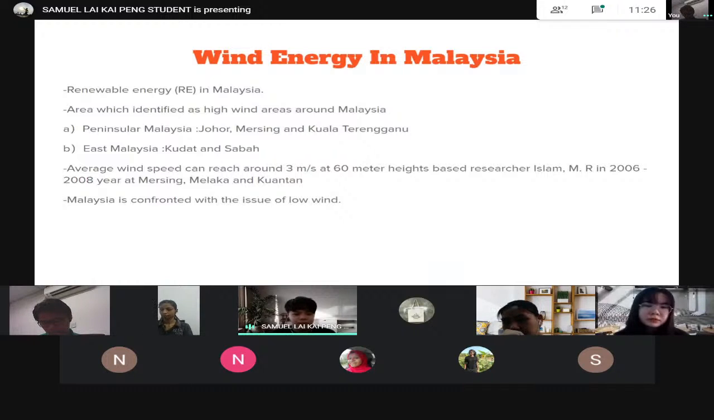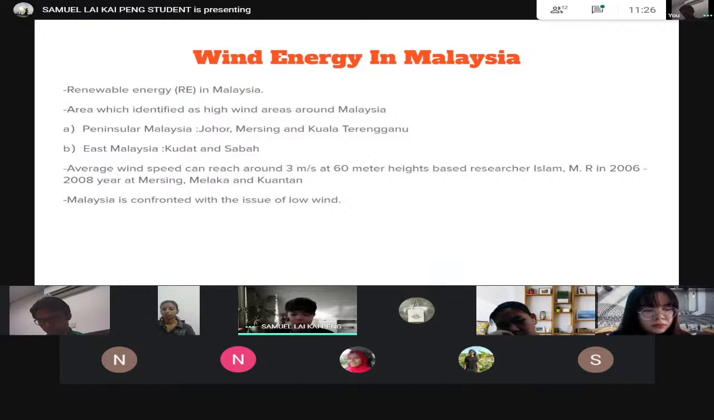Okay. Our average wind speed can reach around 3 meters per second at 60 meter height, based on the resources from MMD in 2006 until 2008 here at Mersing, Melaka, and Kuantan. So we can conclude that Malaysia is confronted with the issue of low wind because the speed of the wind still cannot reach the minimum requirement for the wind turbine to harvest the electricity.